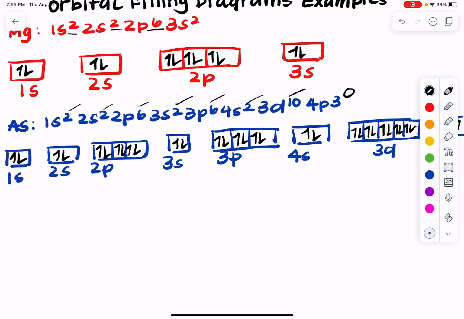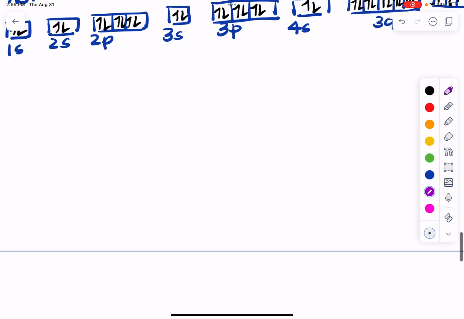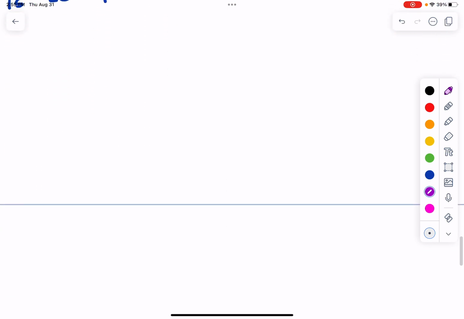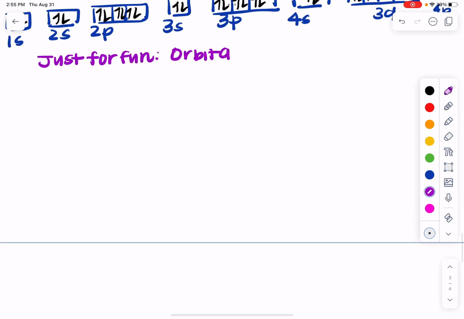The last thing I want to do just for fun is to show you what the orbitals actually look like. The shapes that they take, which I think are a little silly. Maybe I'll have you guys perform the dance of each orbital when we come back to class. But I'm going to use this as the nucleus for all 4 types of orbitals.